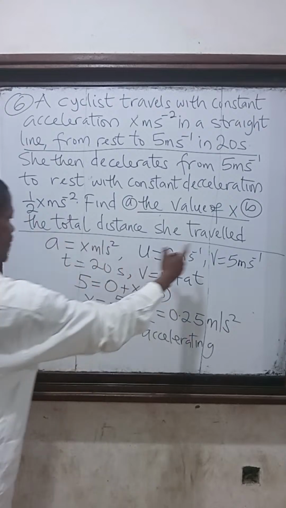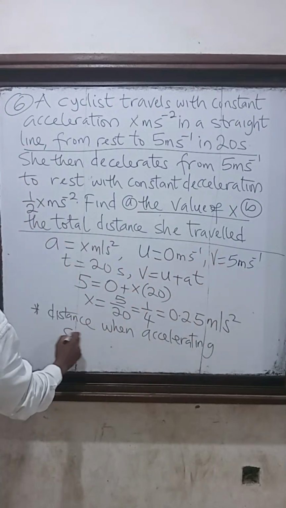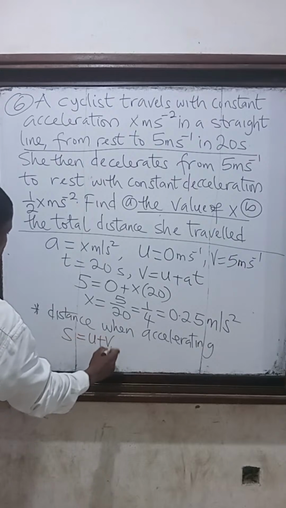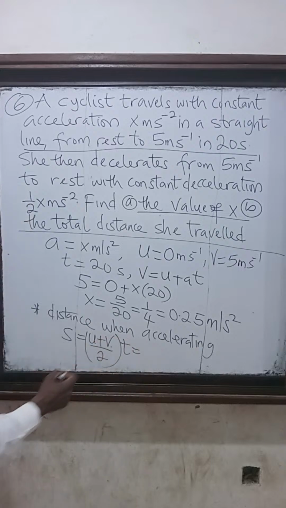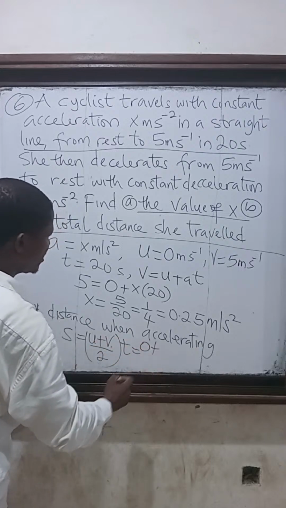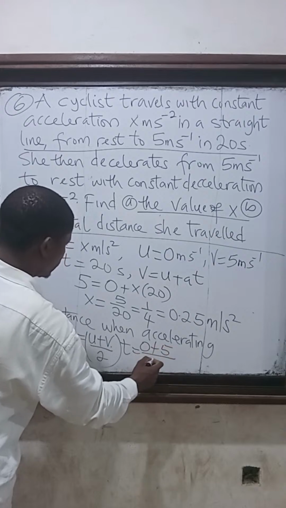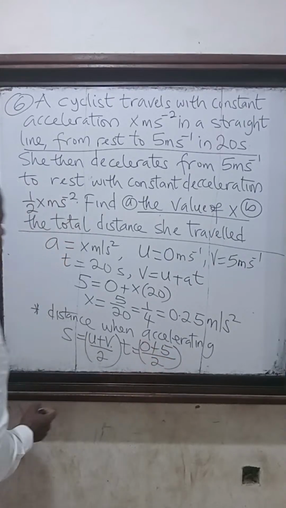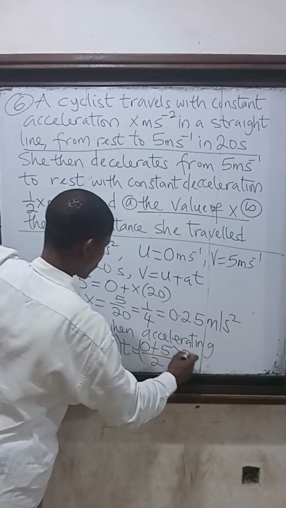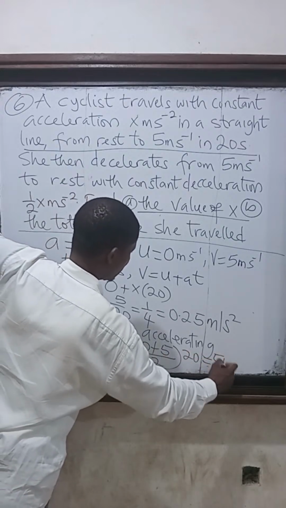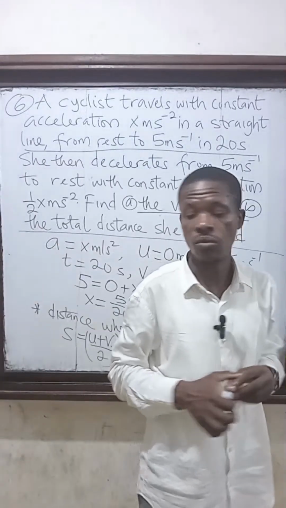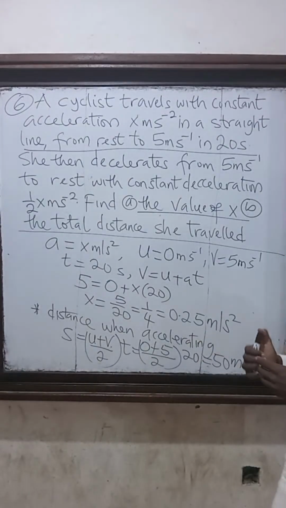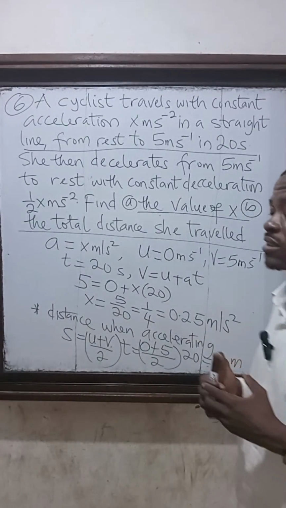We have u, we have v, so we can use this equation: u plus v over 2 times t. My u is 0 plus v is 5, over 2. My t is 20. So that will give me 50 meter while accelerating.